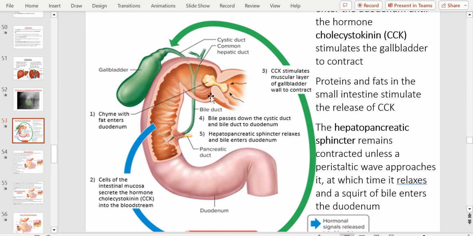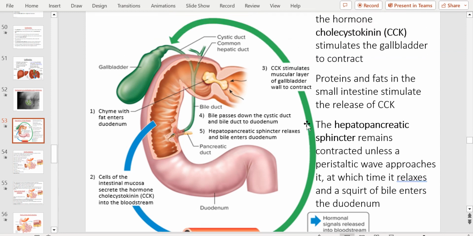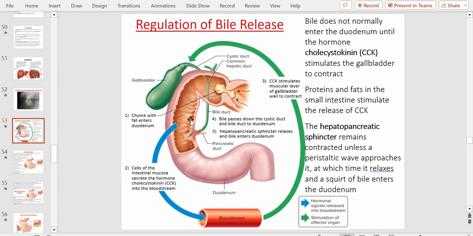The chyme with fat enters the duodenum. Cells of the intestinal mucosa secrete the hormone CCK into the bloodstream, and it eventually makes its way to the gallbladder. CCK stimulates the muscular layer of the gallbladder wall to contract. Squeeze, squeeze. Bile passes down the cystic duct, and the hepatopancreatic sphincter relaxes and bile enters the duodenum. So by the time fat hits here, the bile has already been released and it's ready to go. Okay.